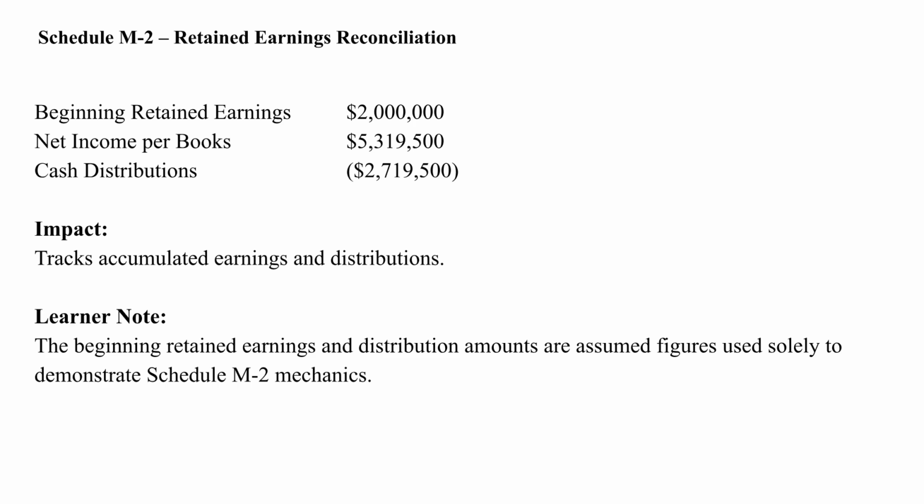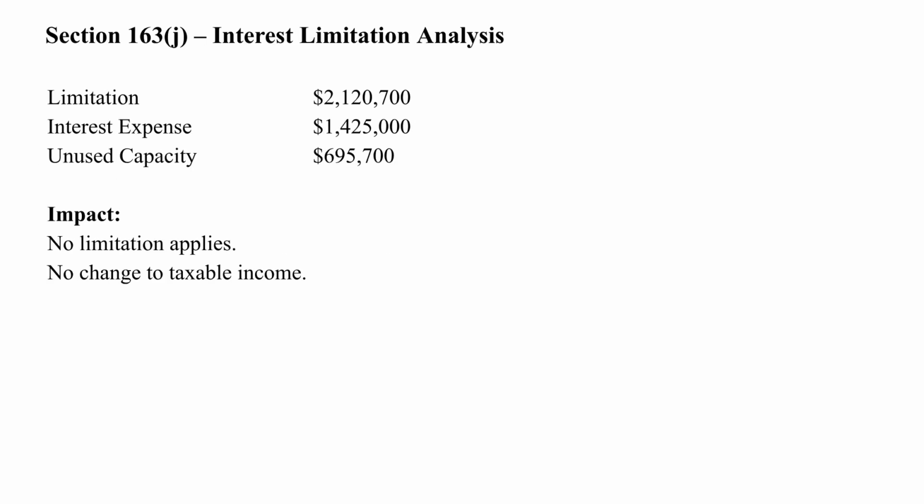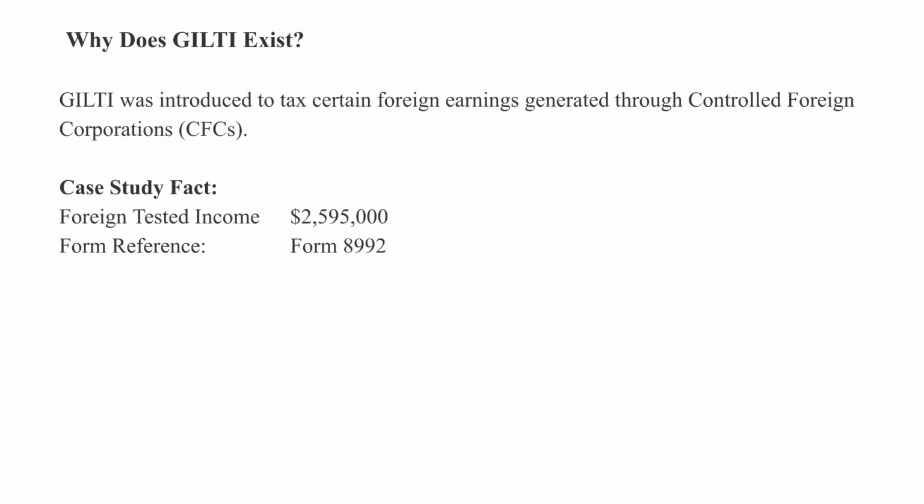While important from an equity perspective, it does not directly affect taxable income. Under Section 163(j), actual interest expense remained below the allowable limitation. As a result, the full deduction was allowed and no taxable income adjustment was required.